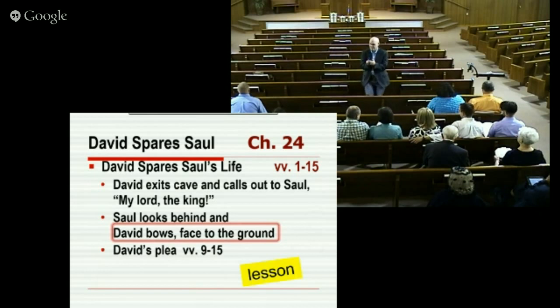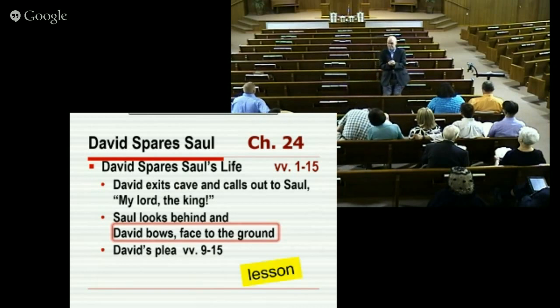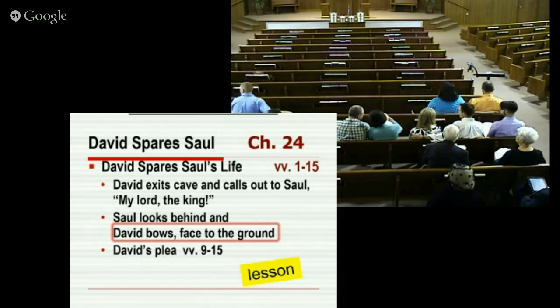What's the lesson? I don't have this in the application at the end, but to me there's a strong lesson here. David would not hurt the Lord's anointed, and when he appeared before him, he bowed himself to the ground. What's the lesson? He had respect for the Lord's anointed. How does that apply to us? Respect our leaders. Mike says respect the position of authority God has ordained.